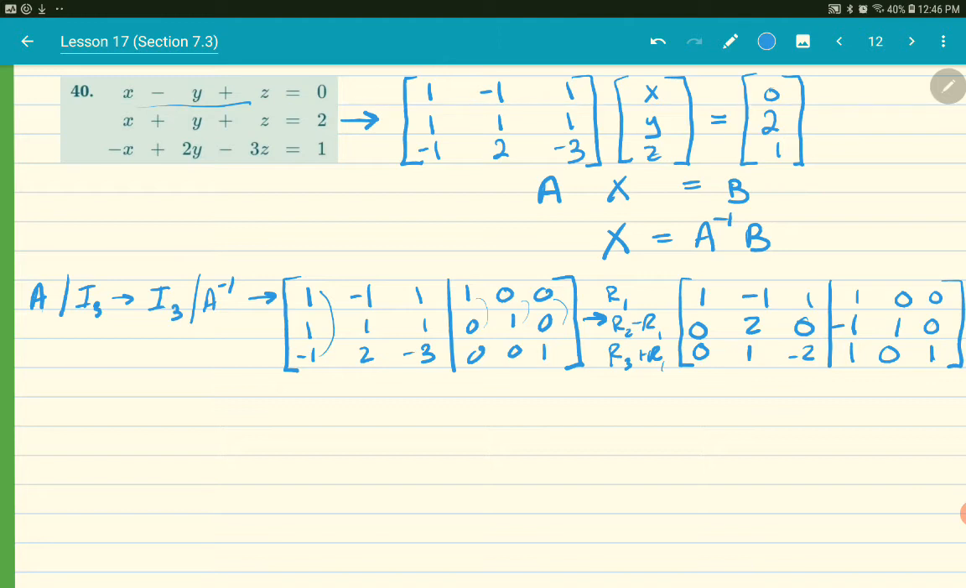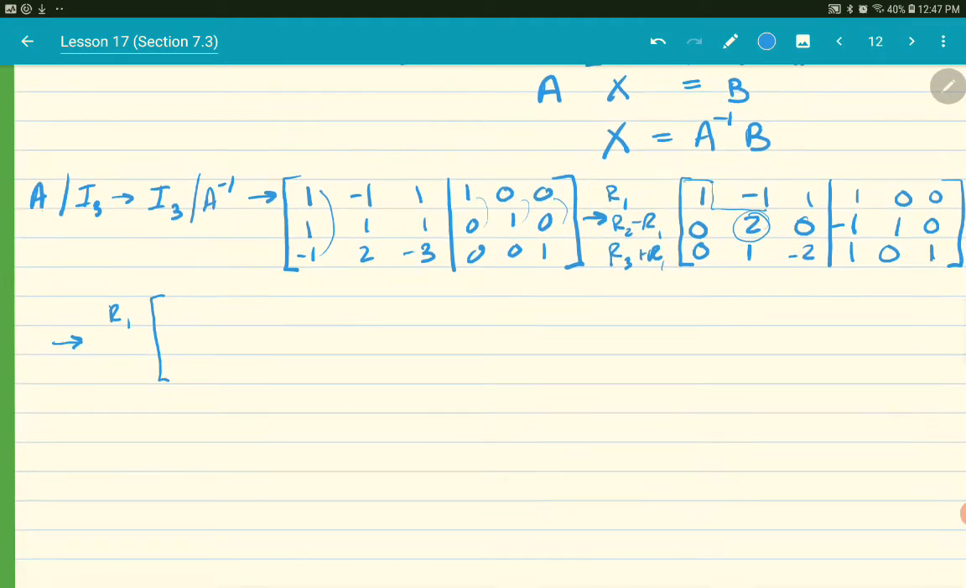All right. So now my first step is done. Going downstairs, I need to get to my second step. I need to get that 2 to be a 1. So for my next matrix, let's see, row 1 I'm not going to touch. But row 2, I want to divide by 2 to get that leading 1. So I'll take 1/2 of row 2.